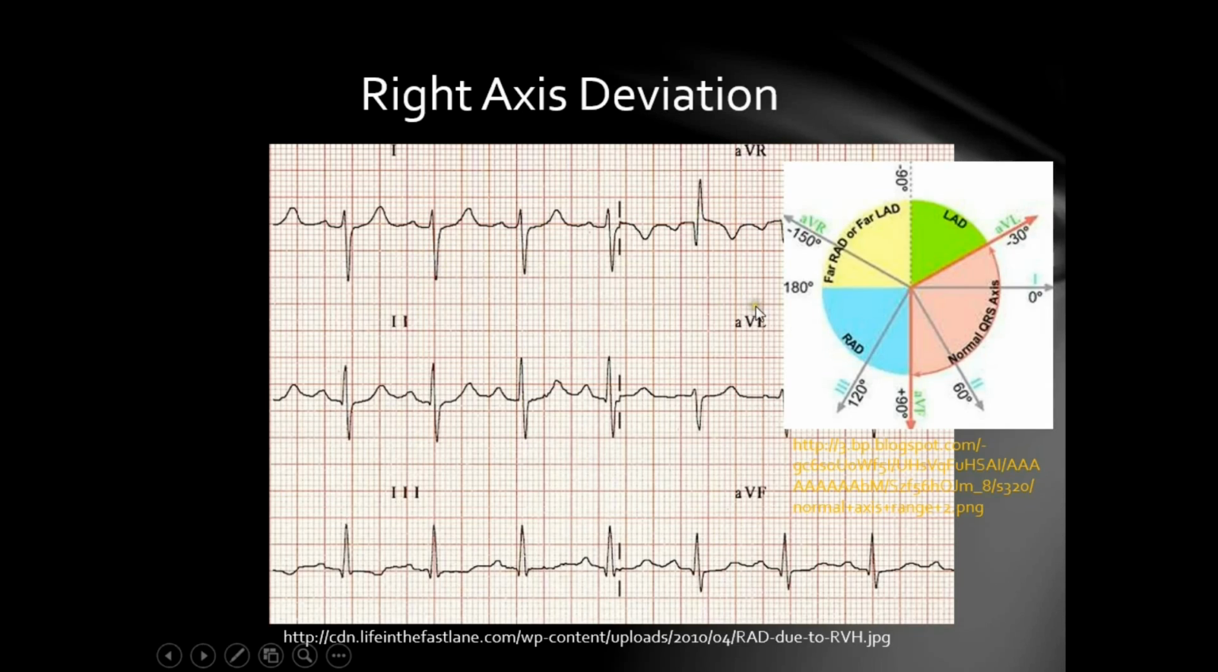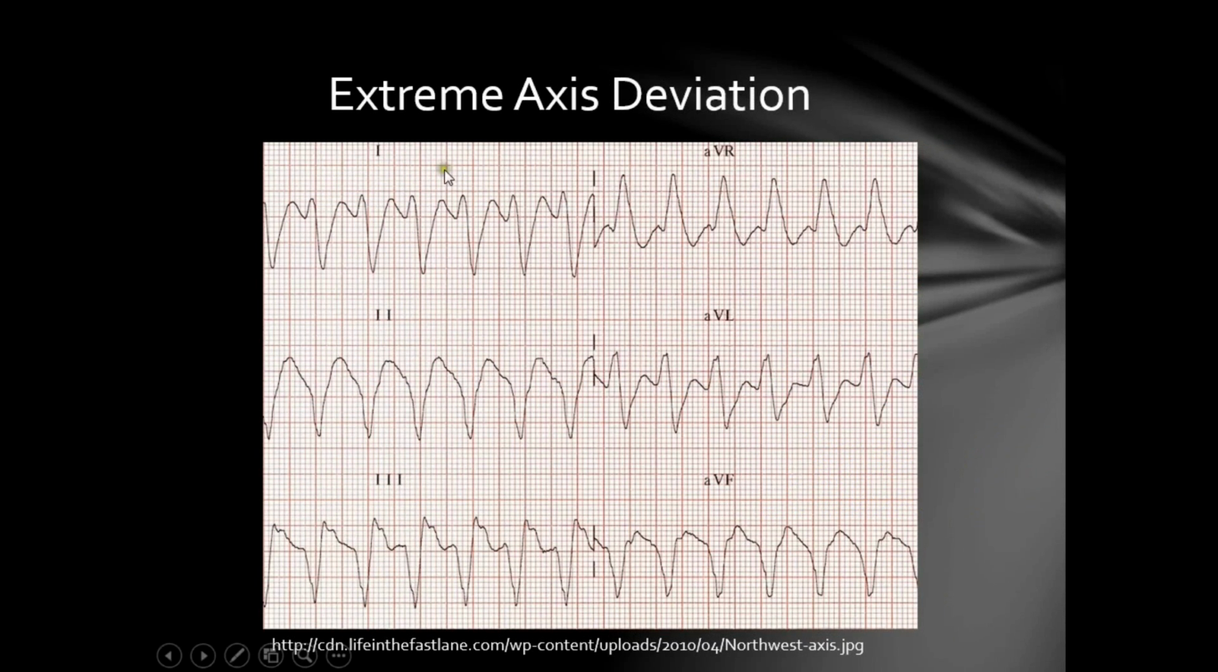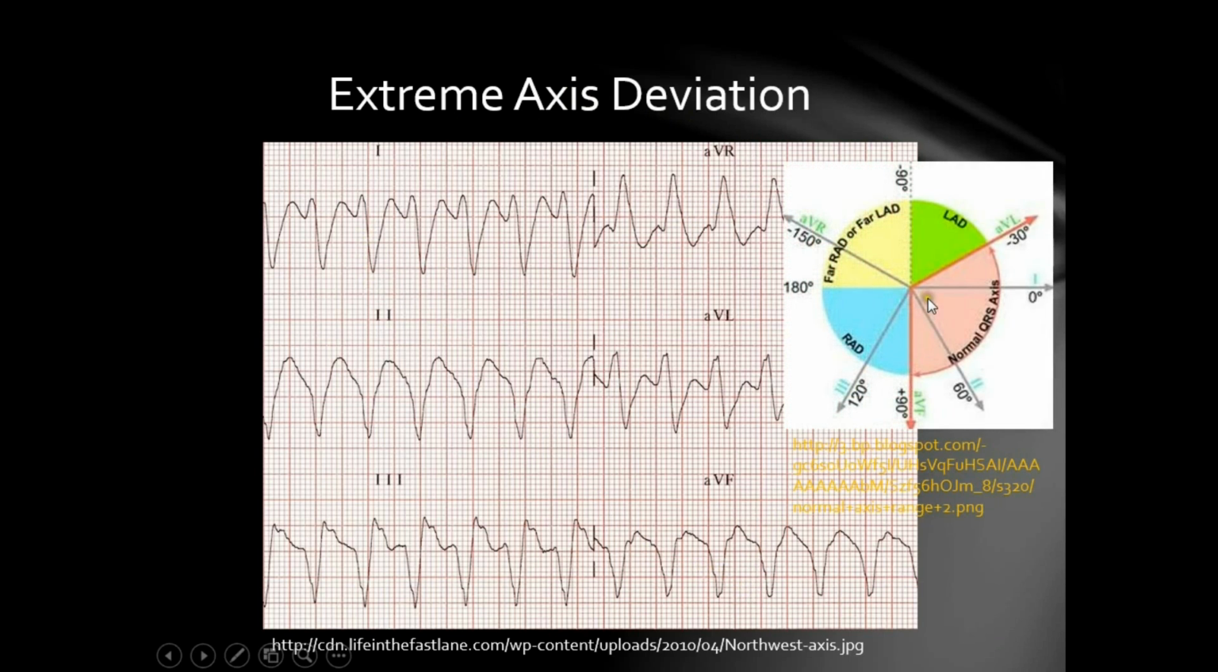And now coming to our last example, the extreme axis deviation. Making a long story short, all you need to have is a negative lead 1 and a negative AVF. And to confirm on this illustration, if you have a negative lead 1, that means it's anywhere between minus 90 degrees to positive 90 degrees, because it's more than 90 degrees away in each direction.